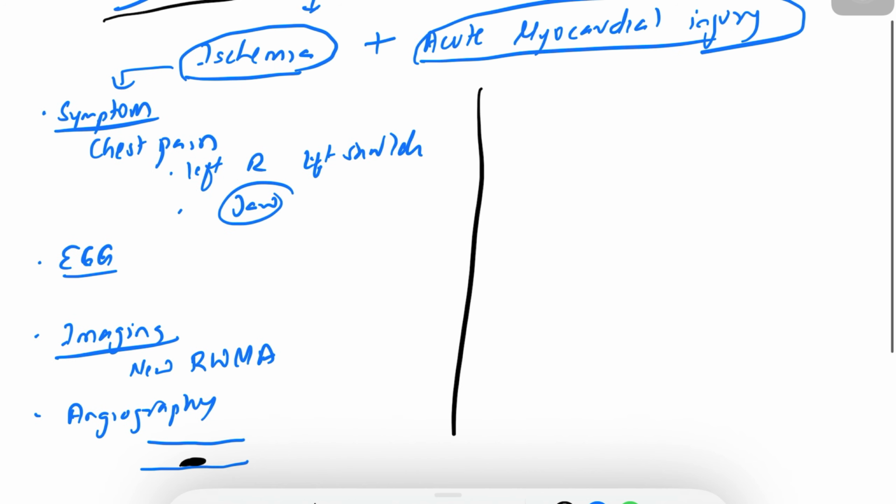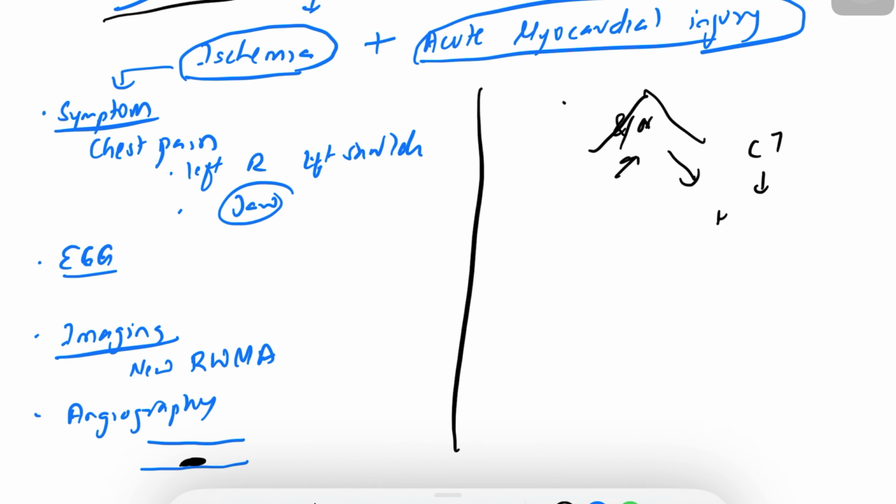Now, for acute injury, to say acute myocardial injury, there should be a rise and/or fall in cardiac troponin. There should be a rise and/or documented fall of cardiac troponin, which these days is HS troponin, the high sensitivity troponin I. Why is HS troponin important?